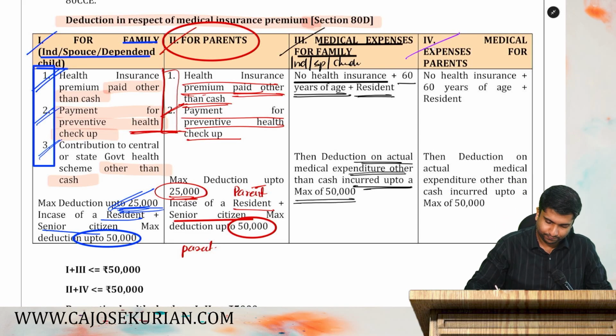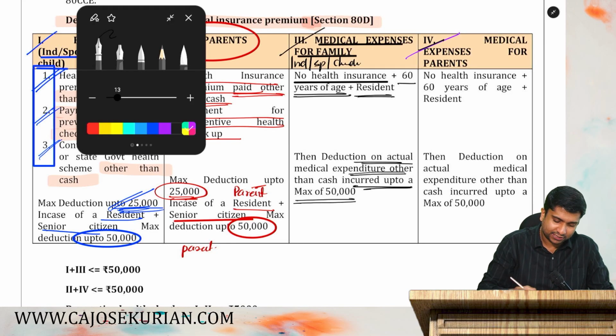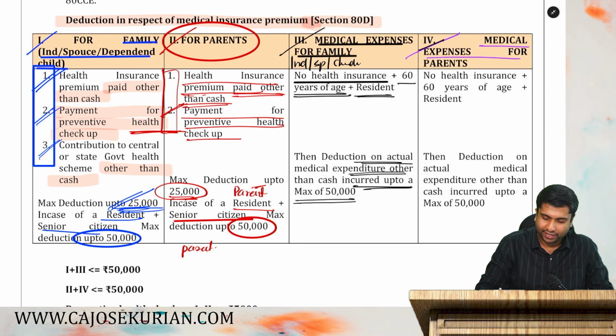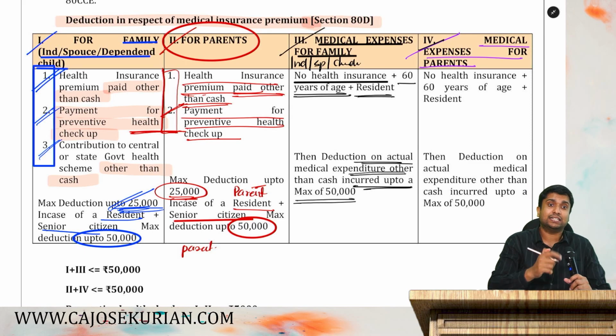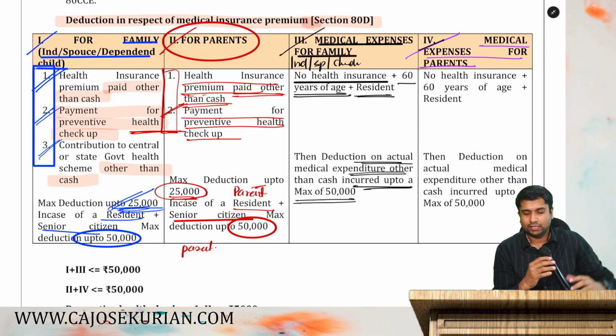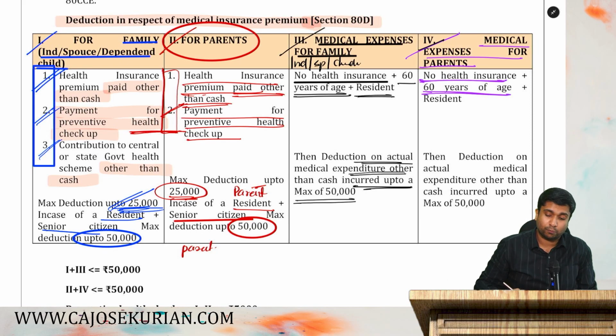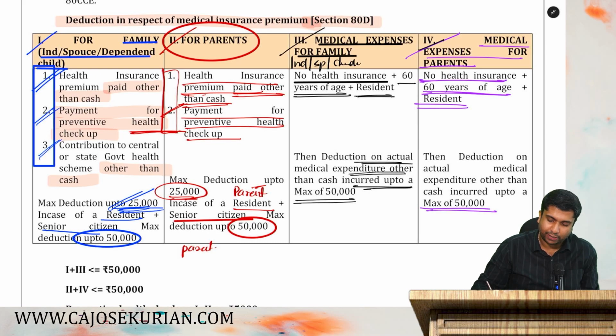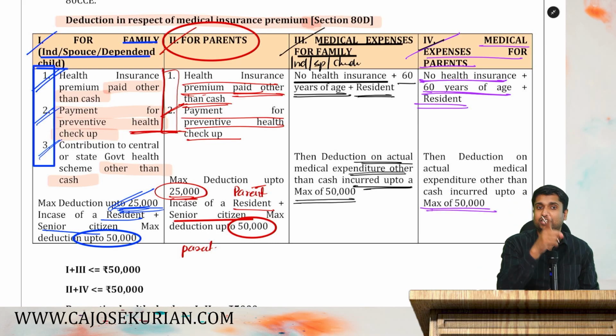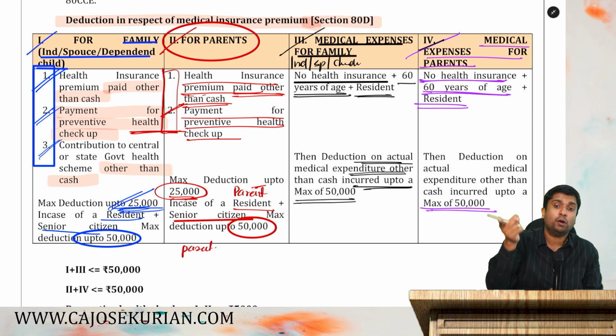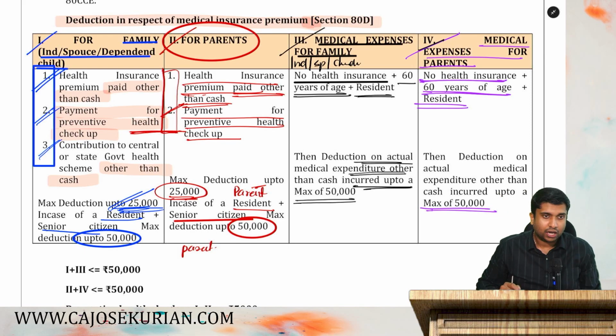Moving on. Next is medical expenses for parents. So medical expenses for parents means you have incurred a medical expenditure for your parent. Will you get it as a deduction? Subject to the conditions. Condition number 1, the parent should not have any medical insurance or health insurance. The parent's age should be 60 years or more. And finally, the parent should be a resident in India. If all the conditions are satisfied, then maximum deduction up to 50,000. But there is another condition, the payment has to be in any mode other than cash. Are you all with me?